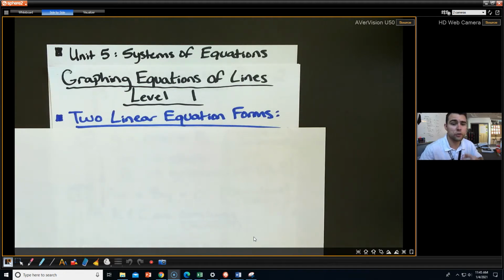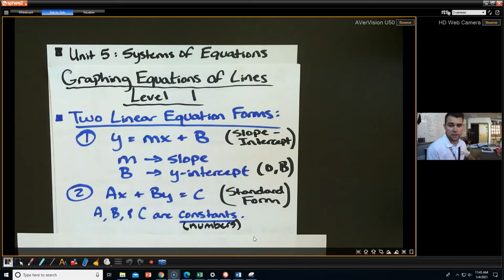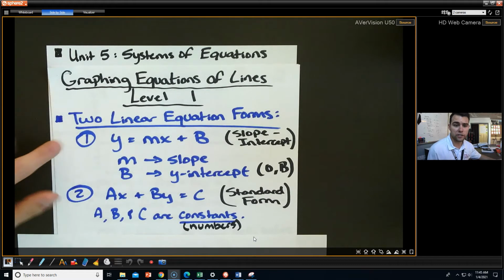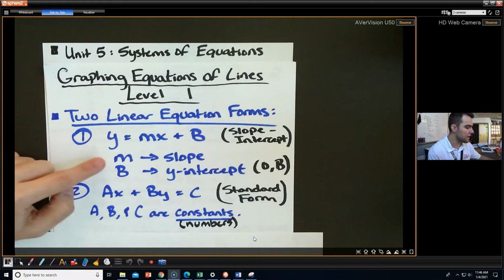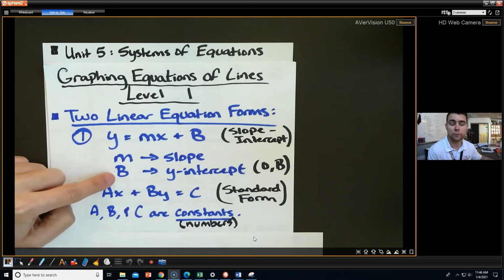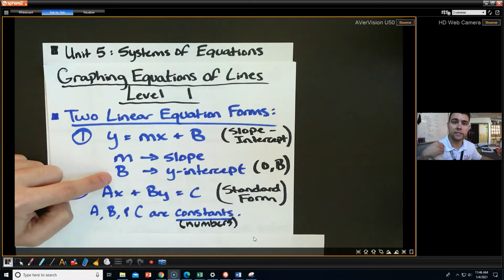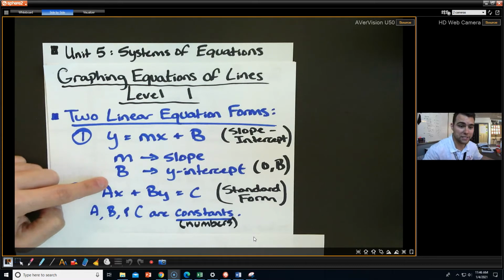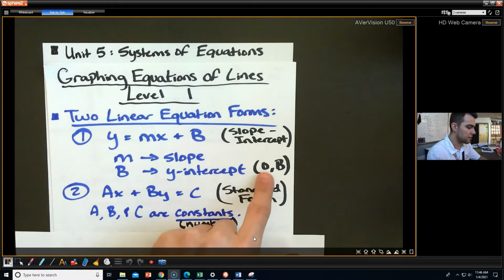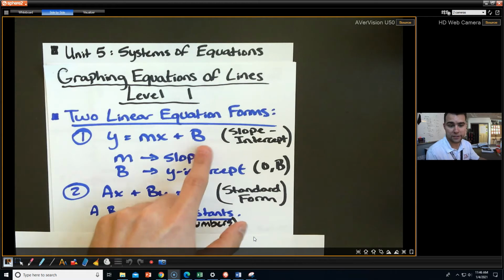And we know that there's two linear equation forms out there. We have our slope-intercept form for our first one. This is y equals mx plus b, if you recall, where m is our slope and our b represents our y-intercept. And if we have our y-intercept right here, we know that there's a point on our graph, (0, b), because a y-intercept is where it crosses the y-axis. So you'll always have a point on your graph based off your y-intercept.